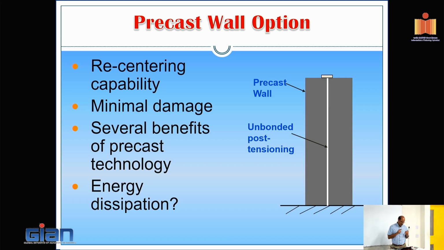We said it has a recentering capability. That comes from the fact that you have a restoring force in the system. If you look at the controlled rocking, we put the post tensioning in the middle. If I push on it and let it go, the post tensioning is going to pull it back, so it tends to come back to zero displacement. You have minimal damage if I allow it to rock at the interface. You can take advantage of several precast technology benefits as well. The main question is the energy dissipation. How do we dissipate energy?